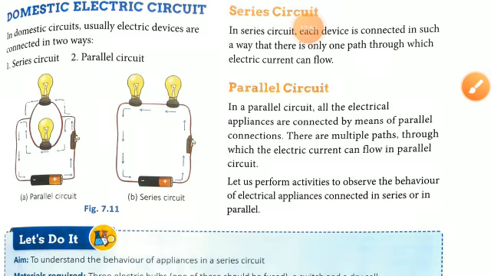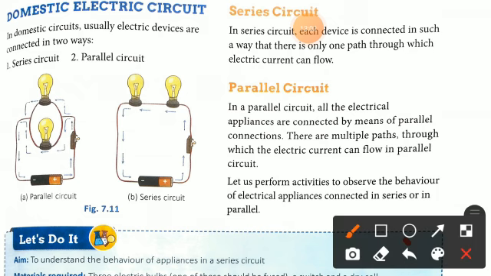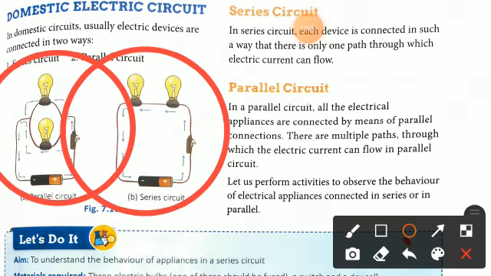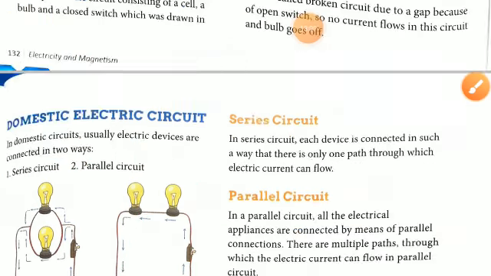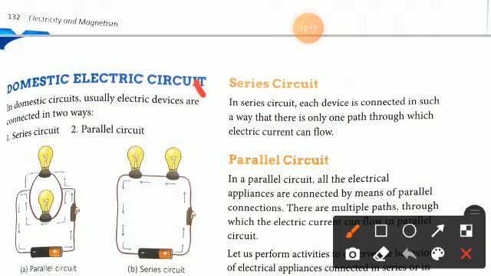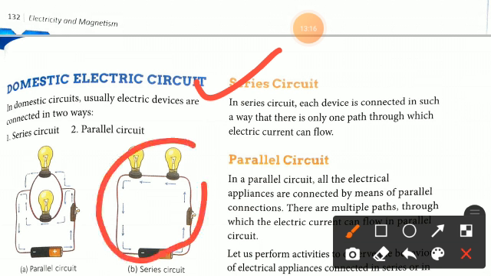So here you can see this first one is the series combination, and this one is the parallel combination. Fine. So what about the series and parallel combination? Which combination do we use in our houses? First you see what is a series combination. In a series circuit, each device is connected in such a way that there is only one path through which electric current can flow.